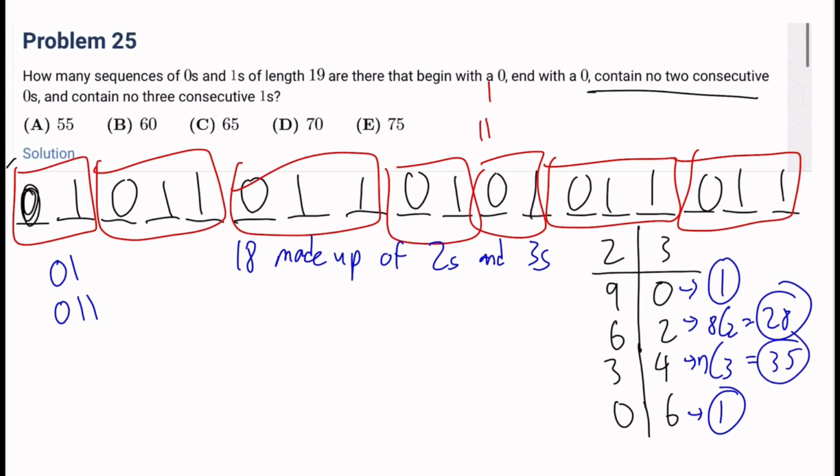And so what we have to do is add all these together. So 1 plus 28 plus 35 plus 1 equals 65, so the answer is 65. The answer is C.